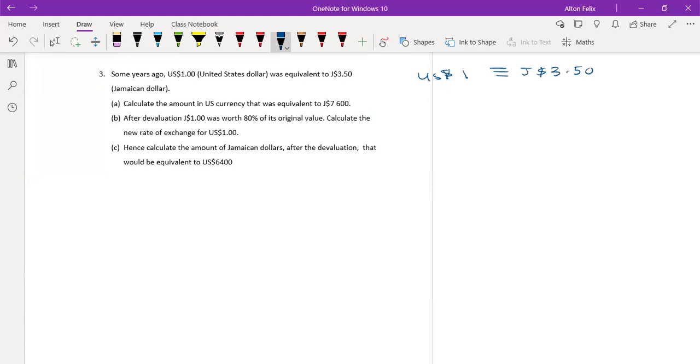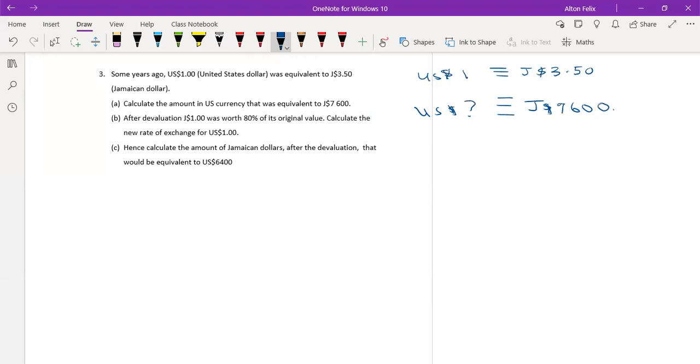So we need to give up more of the Jamaican dollar for every single US dollar that we are interested in getting or exchanging, right? Calculate the amount of US currency that was equivalent to Jamaican $7,600. So again, we're going to follow our table right here. We need to find the equivalent amount of US dollars. We don't know the answer here yet. That is equivalent to Jamaican $7,600.